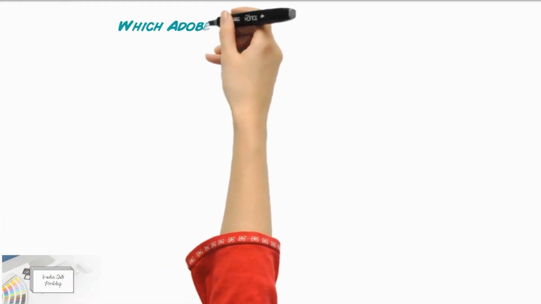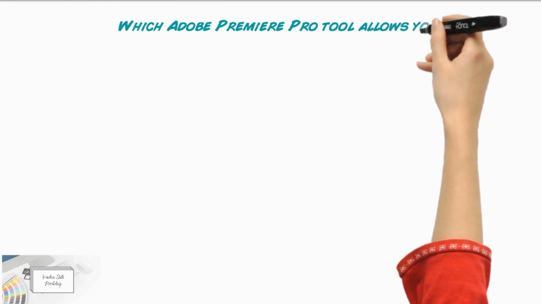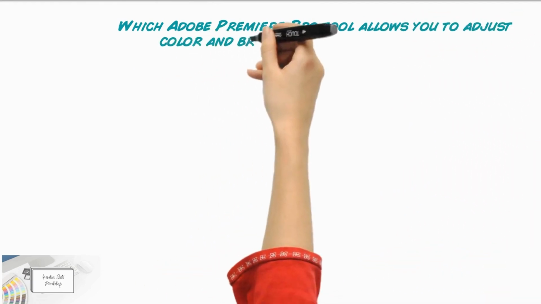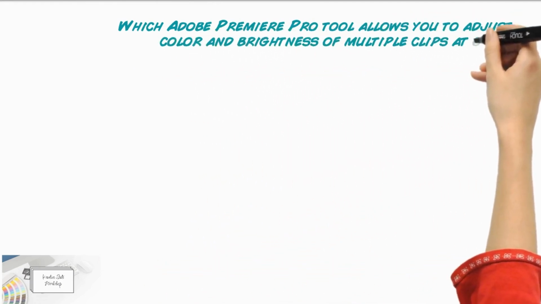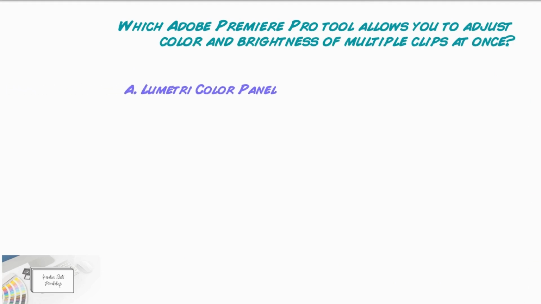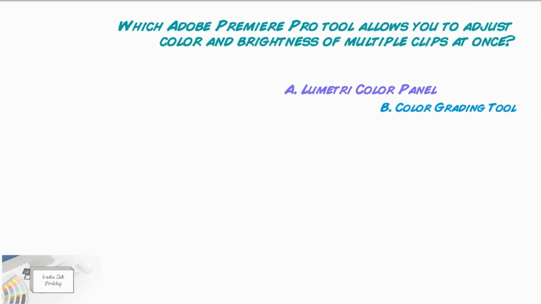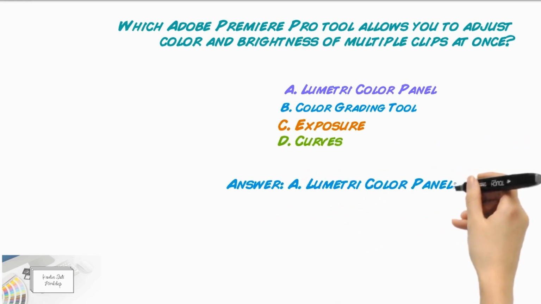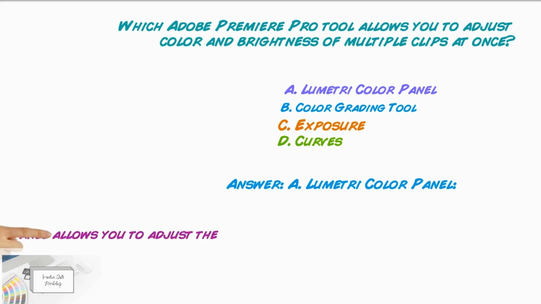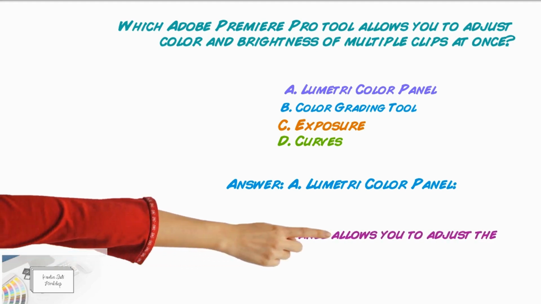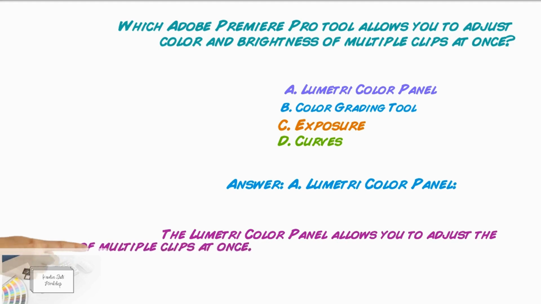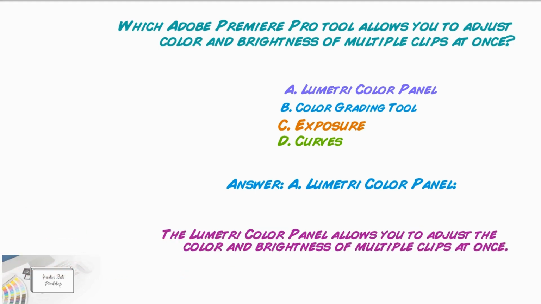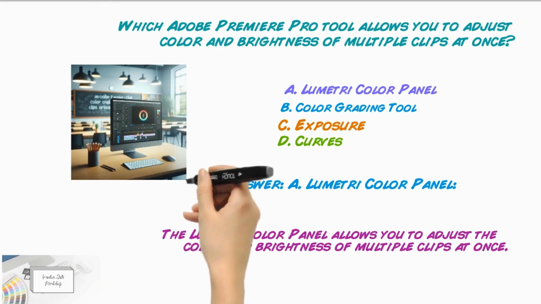Question 14. Which Adobe Premiere Pro tool allows you to adjust the color and brightness of multiple clips at once? A. Lumetri color panel. B. Color grading tool. C. Exposure. D. Curves. Or one main answer: A. Lumetri color panel. The Lumetri color panel allows you to adjust the color and brightness of multiple clips at once.